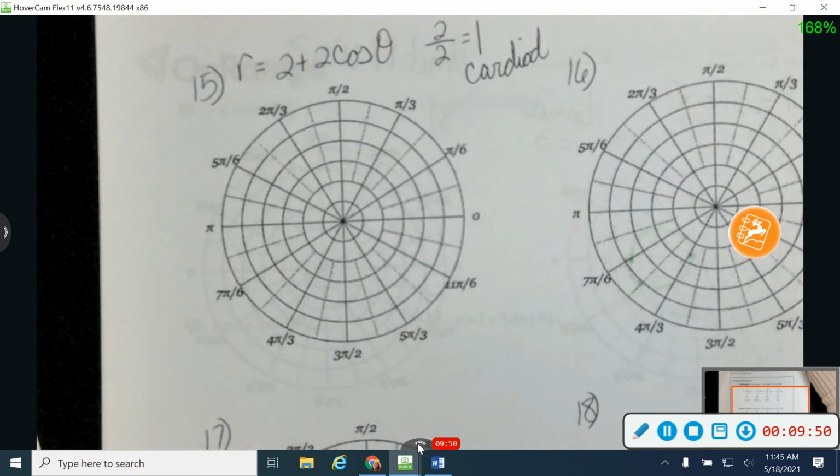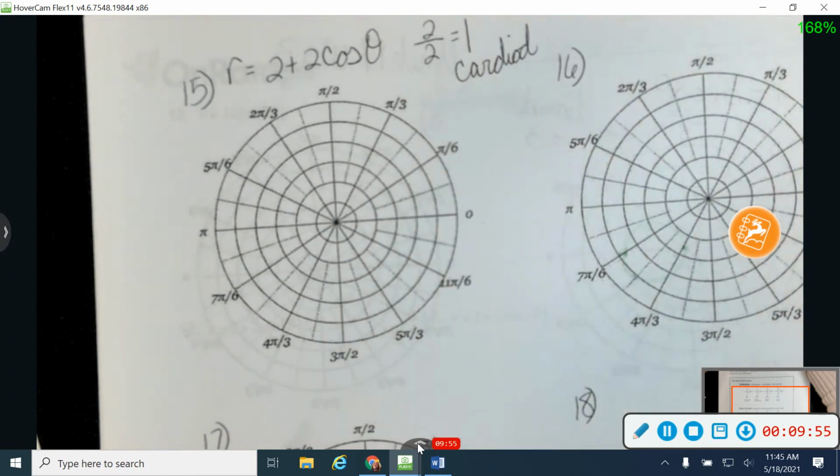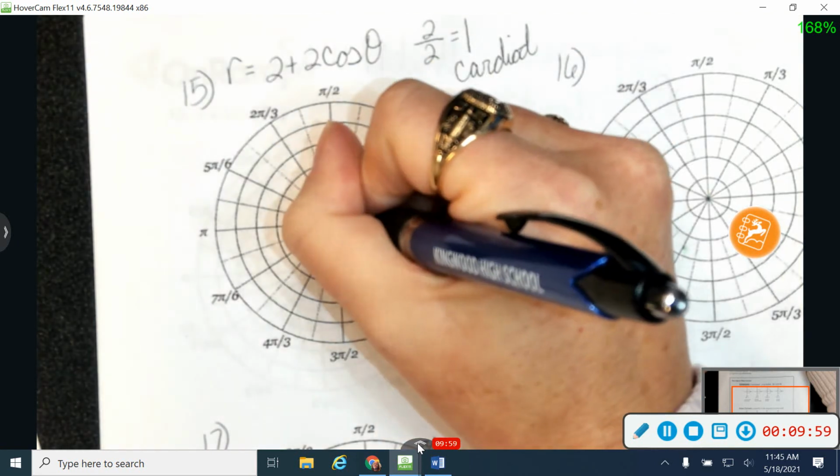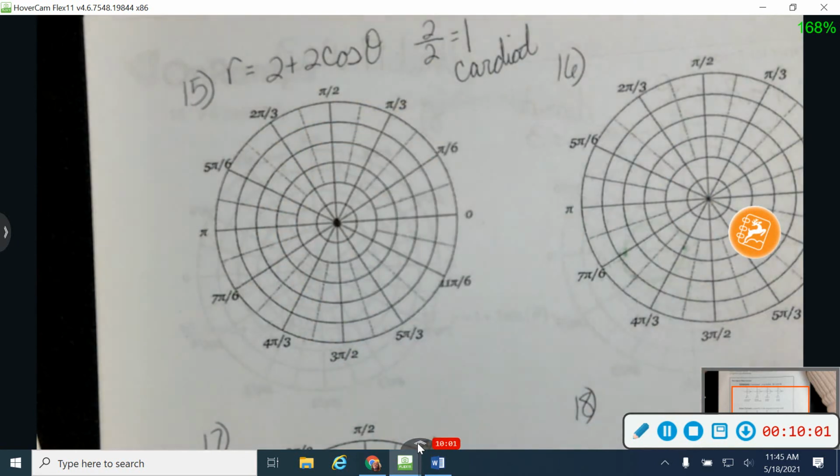Okay, now again, I'm not going to ask you to draw the XY graph on this one. I'm just going to ask you to use your hints. I know that a cardioid goes through the point 0, 0. So I'm going to go ahead and draw that one.